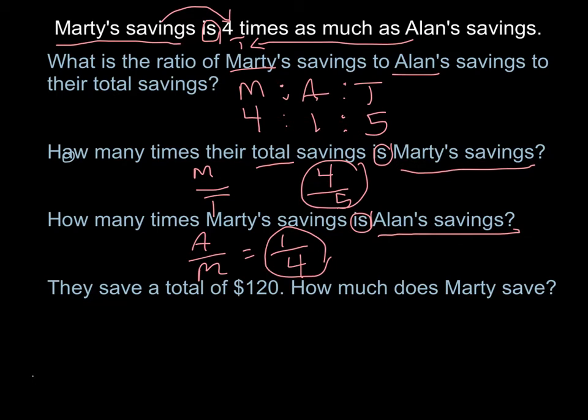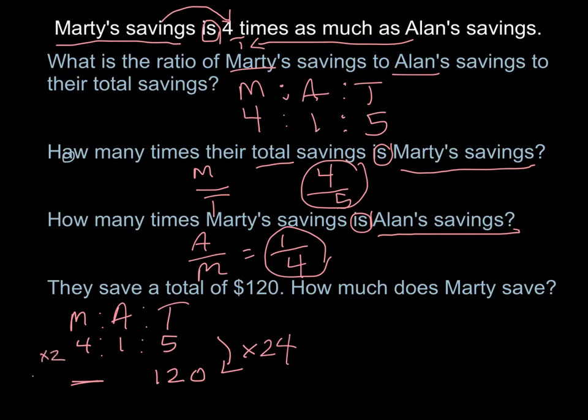Again, I'll do a couple ways to find our last question. They save a total of 120. So I'm going to start with M to A to T, which was 4 to 1 to 5. And if my total is 120, the question is Marty, so I want to know this number. So 5 to 120 gets multiplied by 24. So to find Marty, I have to take Marty times 24. And 24 times 4 is 96.